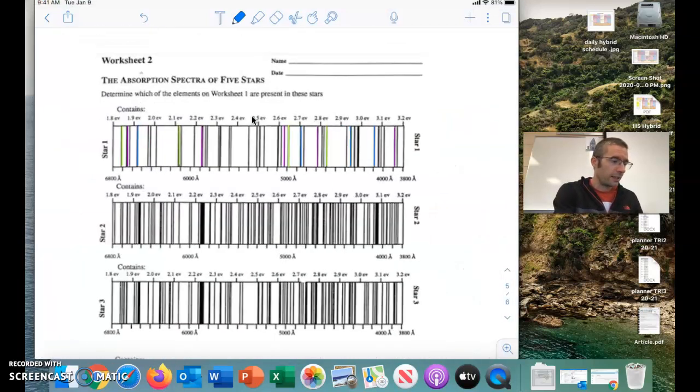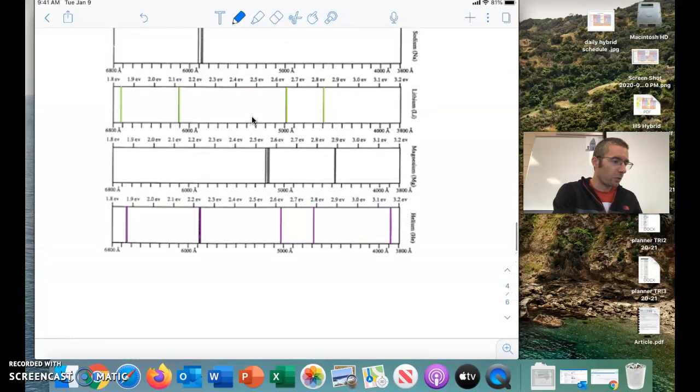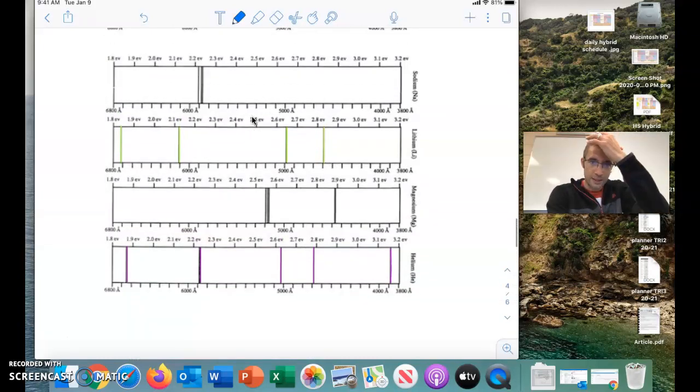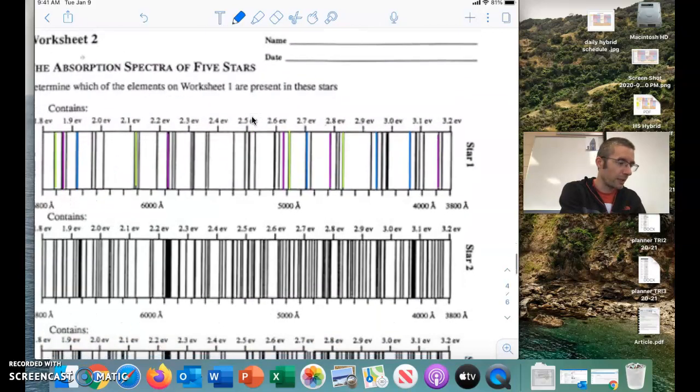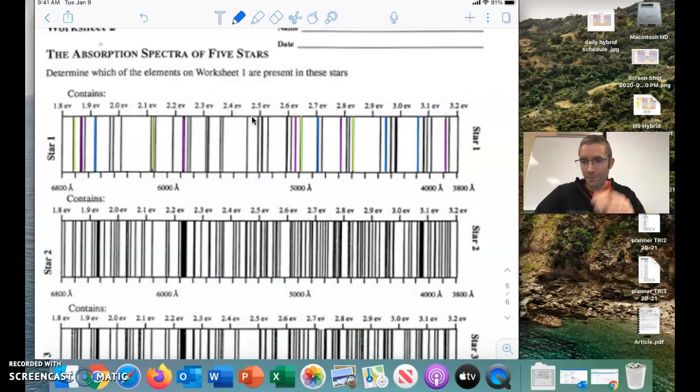Okay, I did that same process for lithium, helium, and then also the other elements on here. Okay, and based on where they all match and where they all show up, I was able to determine that those 3 elements are in star 1.